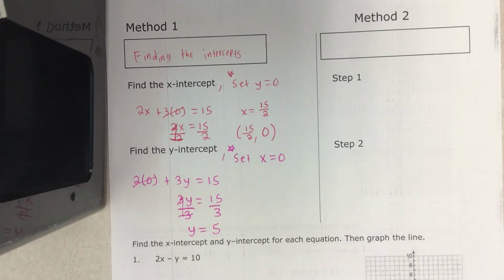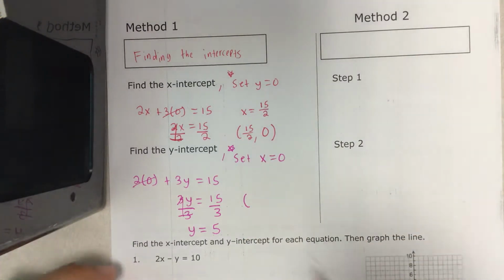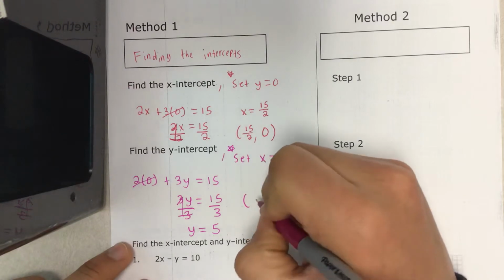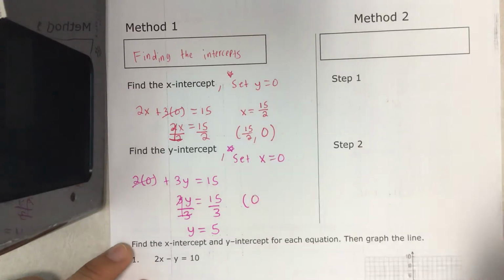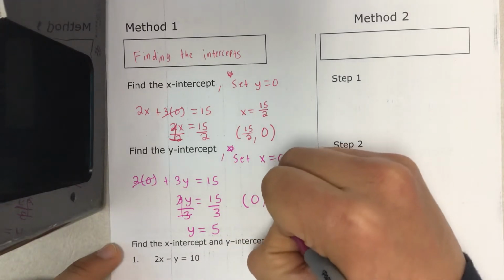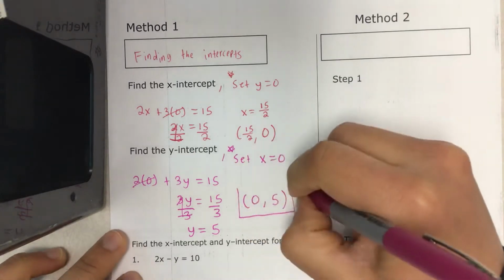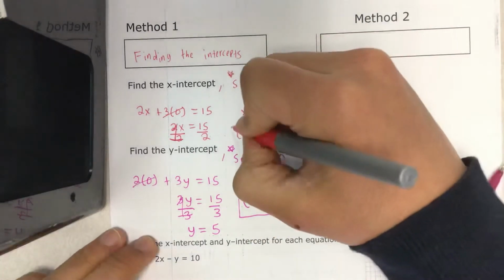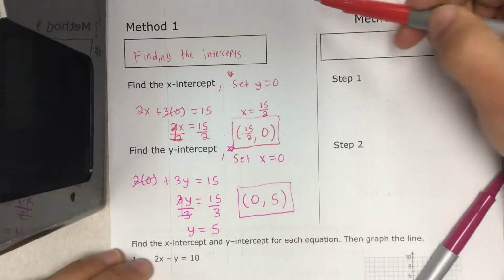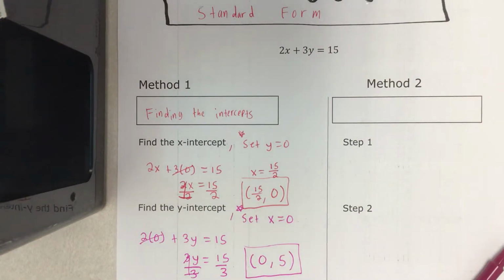But again, that's not my y-intercept. I need to write it as an ordered pair. So I'm going to write the ordered pair. But now, you have to watch out here. We set x equal to 0. So that means my x value in the ordered pair is 0. And my y value, since y equals 5, is 5. Right? So here is my y-intercept. Here is my x-intercept for this standard form equation, okay?